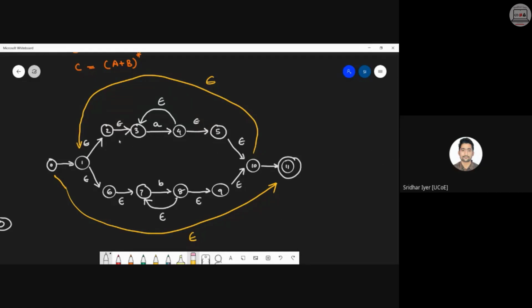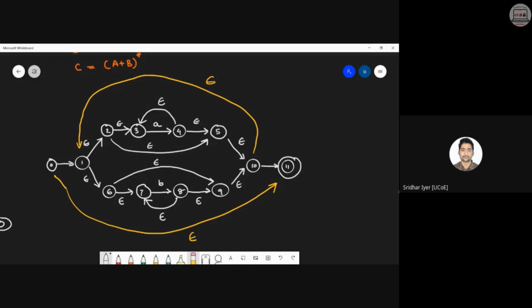Q2 to Q5. Okay, let me check. Q2 to Q5. Ah, sorry, भूल गया. Sorry, yeah. It is a closure, right? I forgot to add the transitions over here. Thank you for pointing out. Thanks a lot. Yeah, I forgot to draw the diagrams. Now it's clear, I guess. Yeah, correct. I actually forgot the epsilons from 2 to 5 and 6 to 9. Thanks for pointing out. So this is your final diagram.